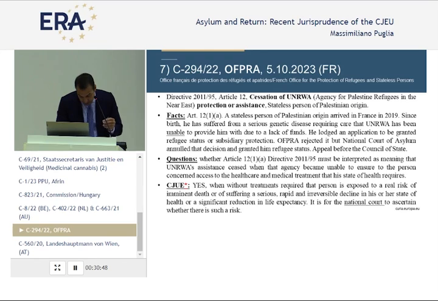I will just recall the fact that when a protection or assistance from an agency has ceased for any reason, the person who received this protection or this assistance shall ipso facto be entitled to the benefits of the directive. So here the question is whether there is no more assistance from the agency, so that the person can obtain refugee status according to the directive. And here the reasoning of the court is very clear. According to the court, persons registered with the agency are in principle excluded from refugee status in the European Union. However, where there is no more assistance by the agency, these persons can benefit from the rights deriving from the directive.